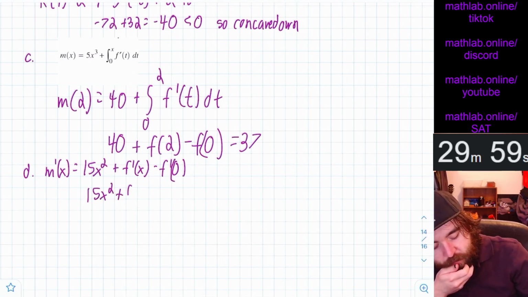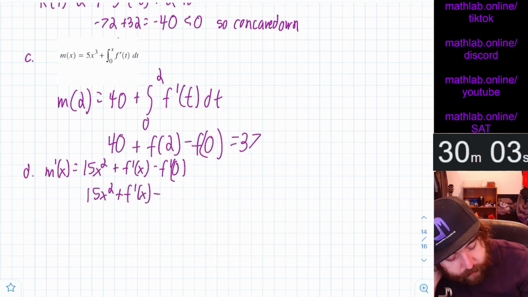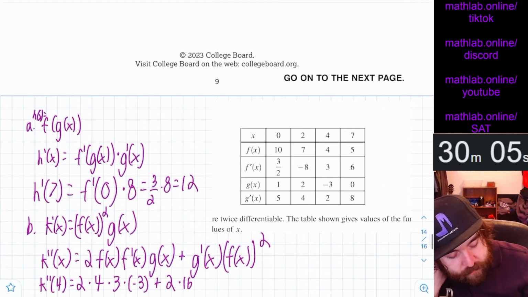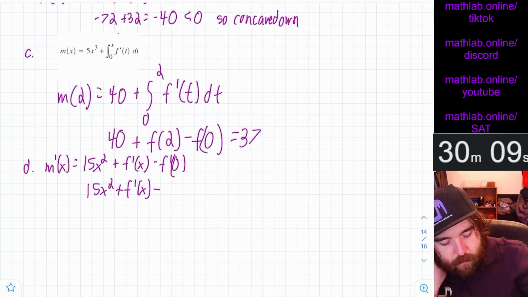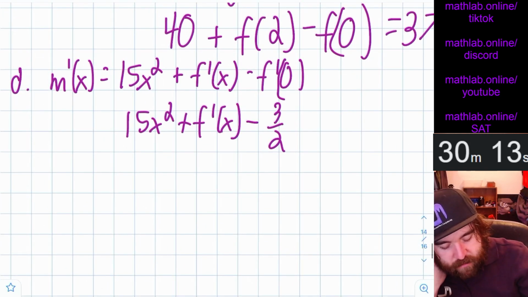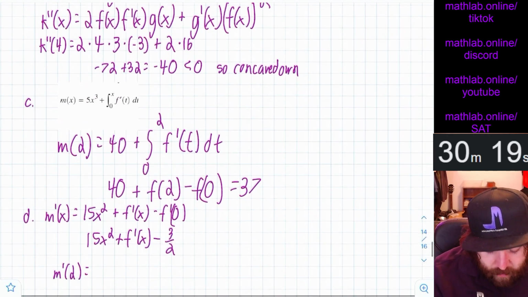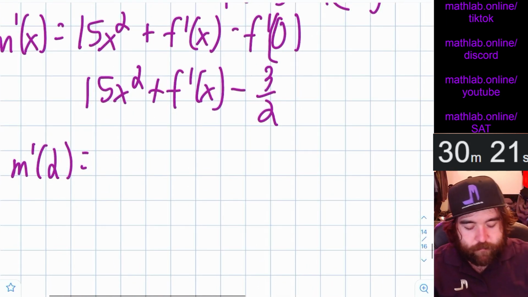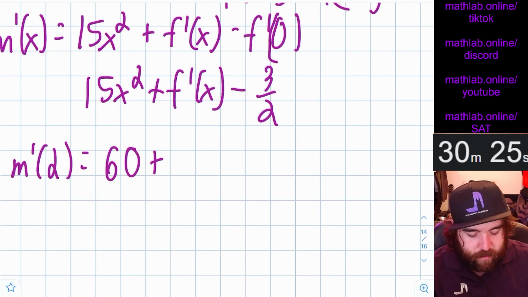15x squared plus f prime of x minus f prime of 0, that was 10, right? Or was that f of 0? That was f of 0. That was 3 halves. So then what we're trying to find is m prime of 2, so we can see if it's positive or negative. It's the same spot, 2. So that's a big number. That's 60. Oh, it's definitely increasing. It's increasing by a lot.